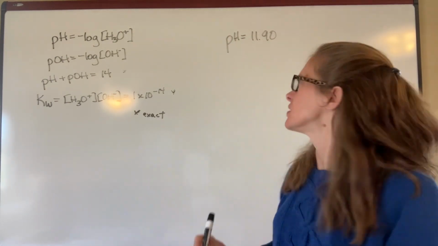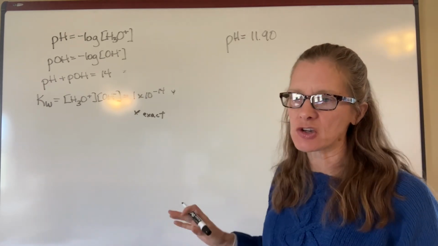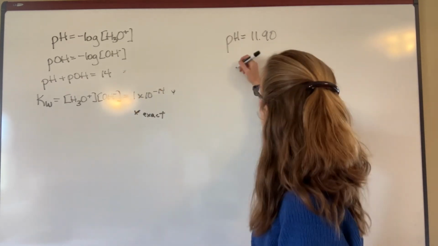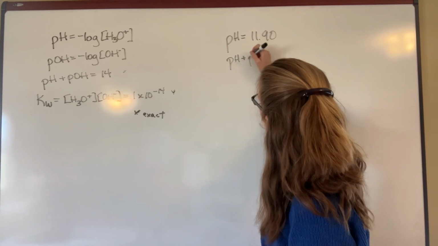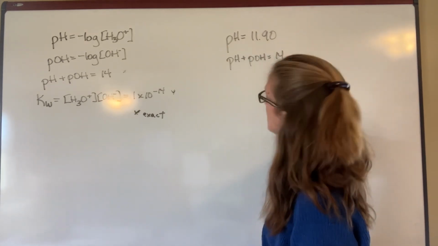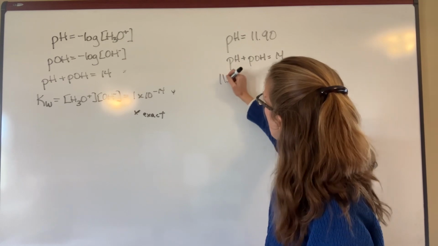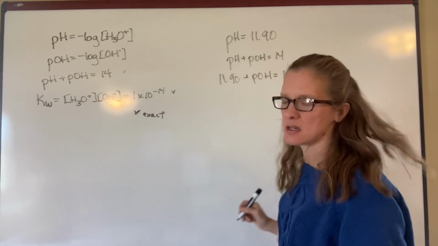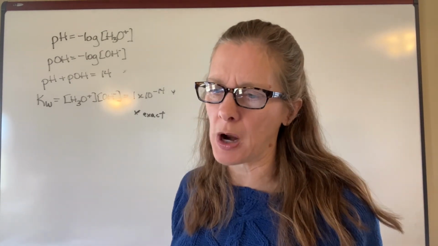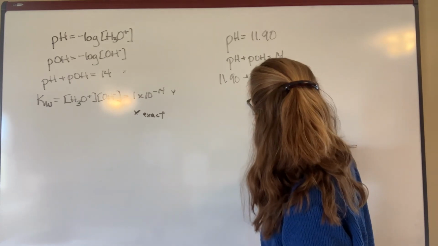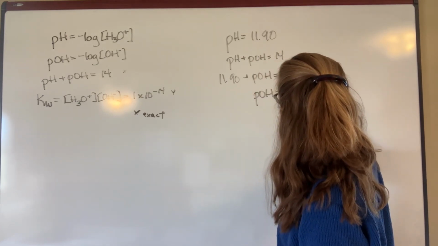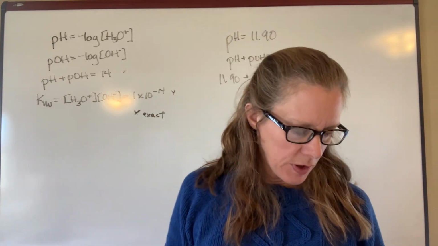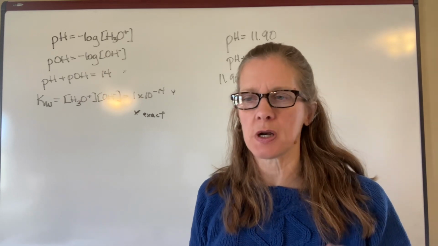So the easiest thing to find from pH is to actually find pOH, because you know that the pH plus the pOH is 14. So if pH plus pOH equals 14, and remember that's an exact number, then I have 11.90 plus the pOH equals 14. And so, again, simple subtraction problem, and that's going to give me a pOH of 2.10. Okay? From there, then we can find concentration of hydronium and hydroxide.